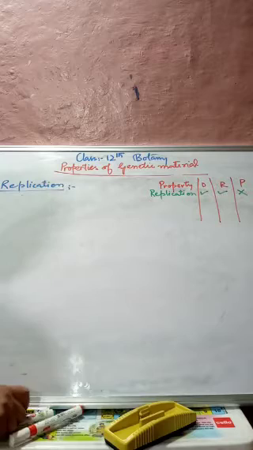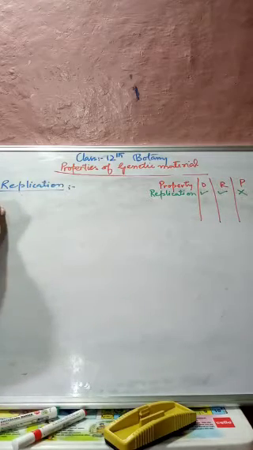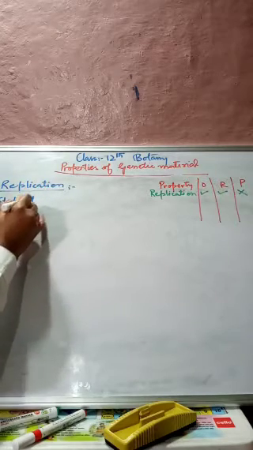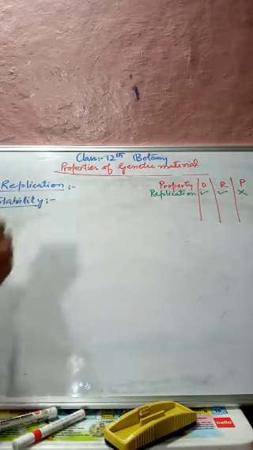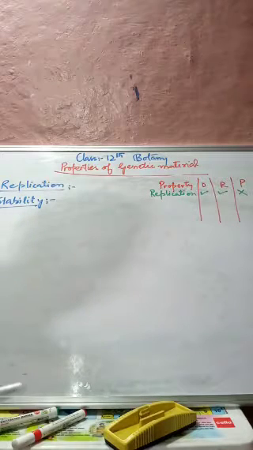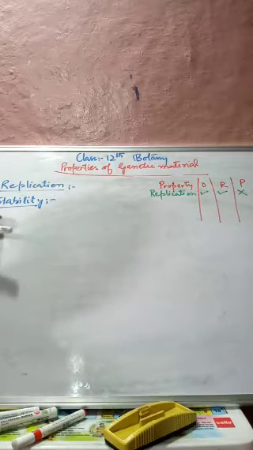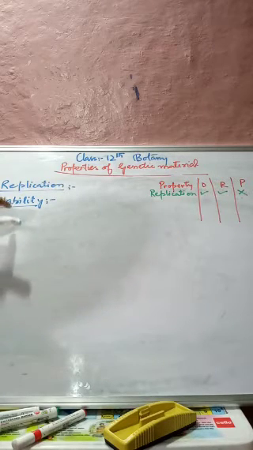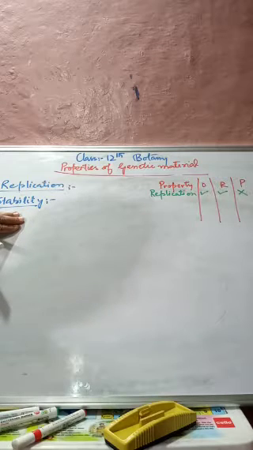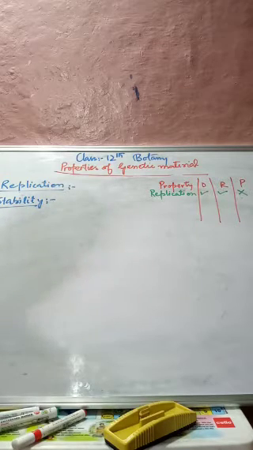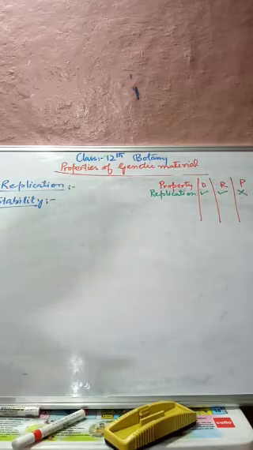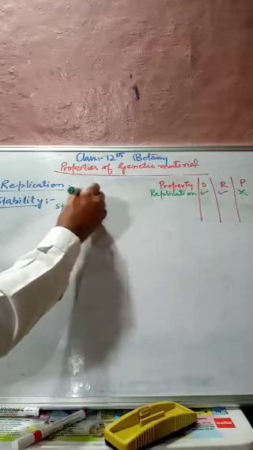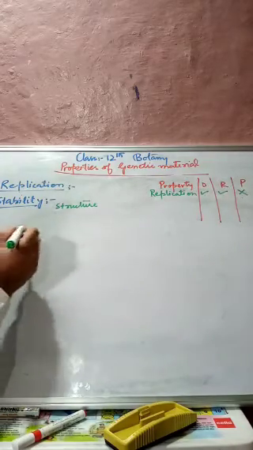The second property of genetic material is stability. What do we mean by stability? The genetic material should exist with stability. There must be stability in this genetic material. It should not change its structure with change in stages of life.